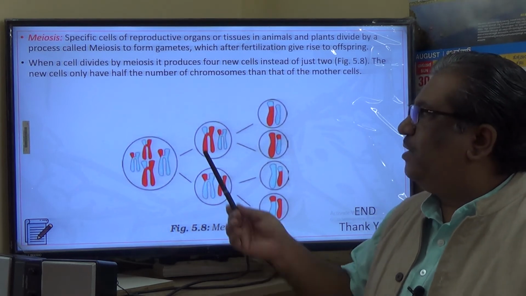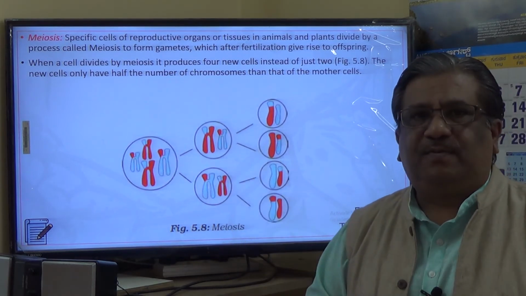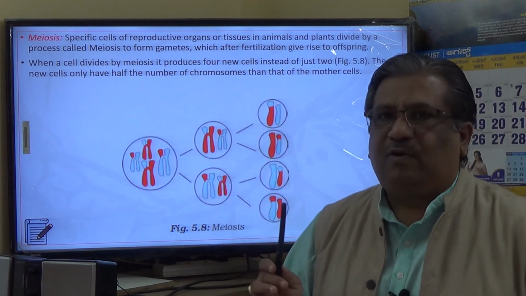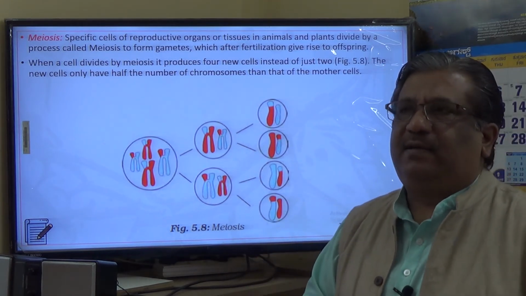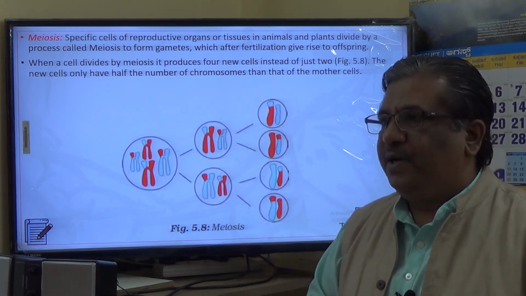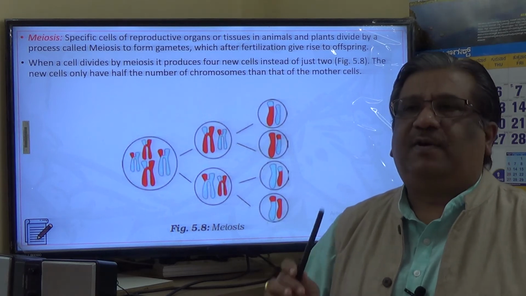So why am I referring to the number of chromosomes here? The total number of chromosomes in a human body cell is 23 pairs, or 46.